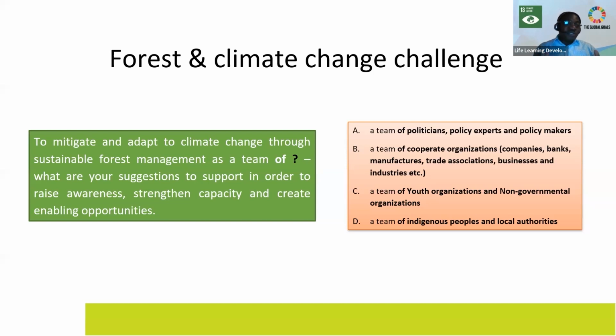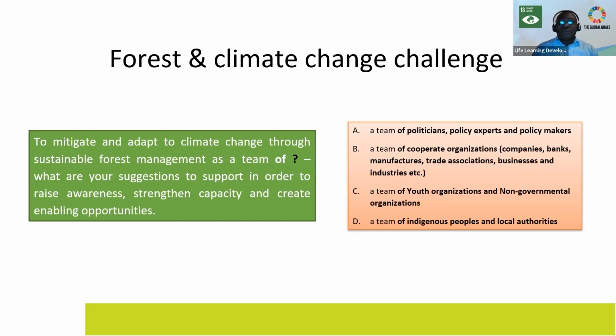So the main question is very simple: to mitigate and adapt to climate change through sustainable forest management, as a team of maybe A, B, C, whatever team you are, what are your suggestions to support in order to raise awareness, strengthen capacity, and create enabling opportunity? So imagine you're a politician. What would be your thinking, since you've understood that CO2 emission is real and it's causing a lot of climate change effects? What will be your role? And what are the suggestions you provide? But the first thing is you have to identify the problems.